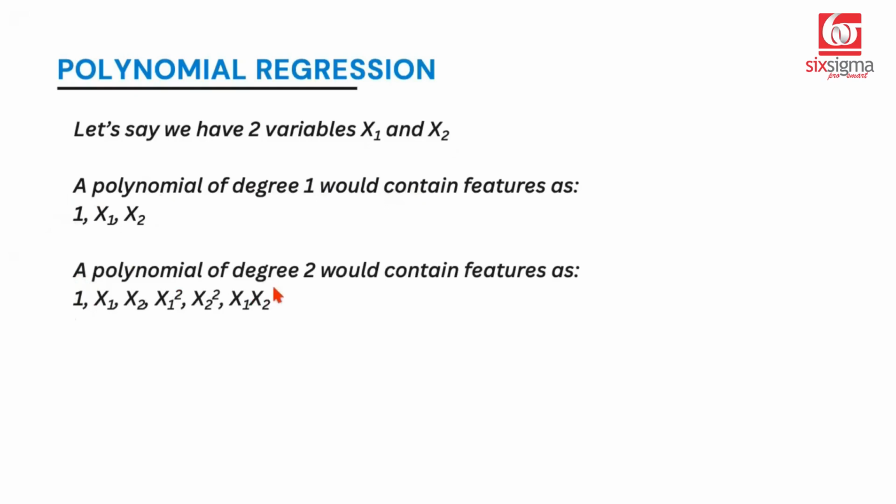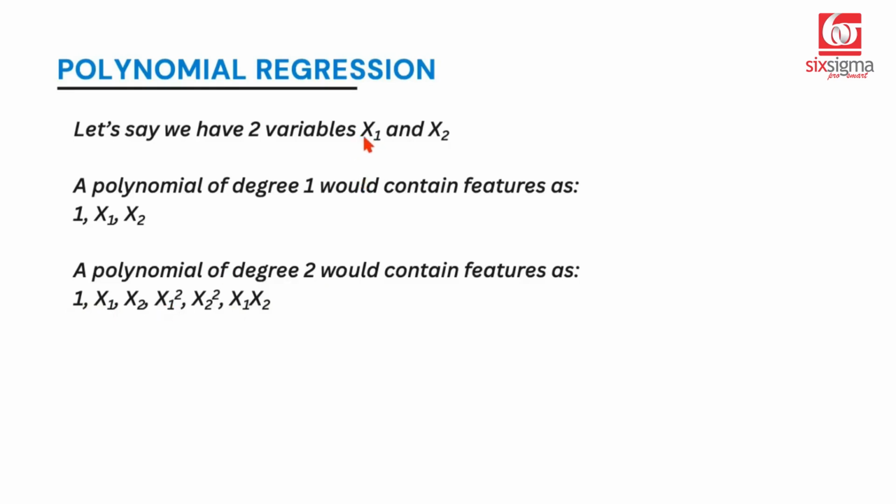And what would happen if we have a polynomial of degree 2 with the same two features, x1 and x2? You can imagine it will use 1, x1, x2, and would also use x1 raised to the power 2, because this is a degree 2 polynomial. It would use x2 raised to the power 2, and it would also use x1x2, which is an interaction between the two.